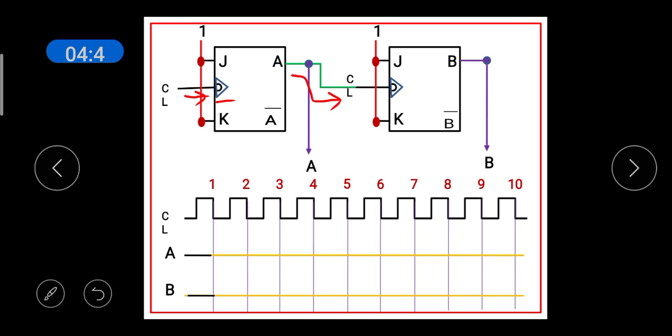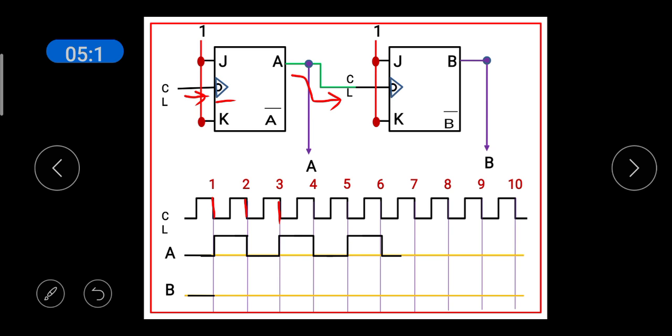Now, whenever the first flip-flop sees the negative transition of the clock signal, it will toggle. So due to the first negative transition, A goes from 0 to 1, and during the second negative transition of the clock signal, A goes from 1 to 0. During the third negative edge, A goes from 0 to 1, and during the fourth negative edge of the clock, A goes from 1 to 0.